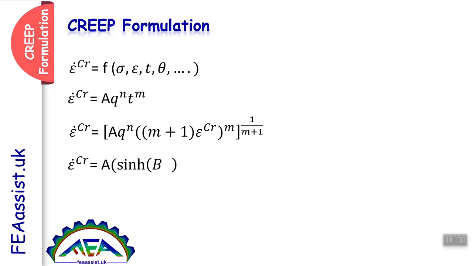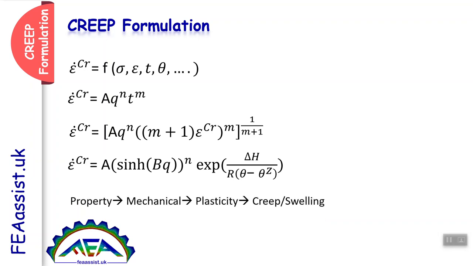Another form of the creep function is the hyperbolic sine function, in which creep is a function of deviatoric stress, activation energy, and temperature. You can go to Abaqus, go to Property, Mechanical section, Plasticity, and there you can see the creep and swelling option, and in that section you can enter all these parameters and predict the behavior.